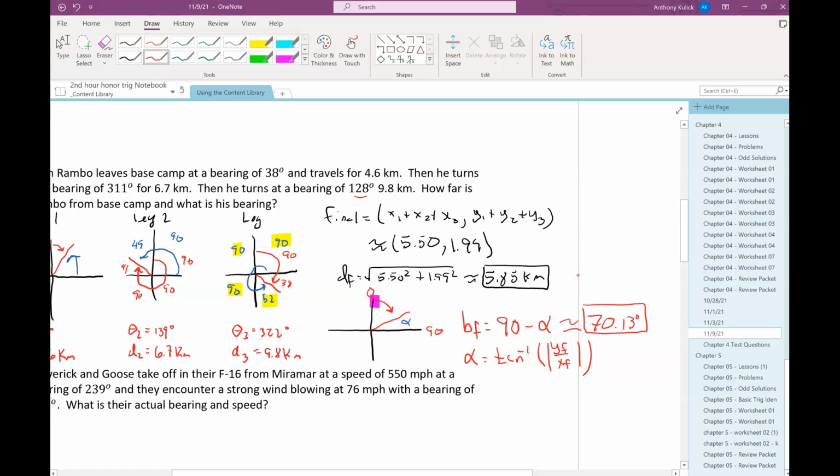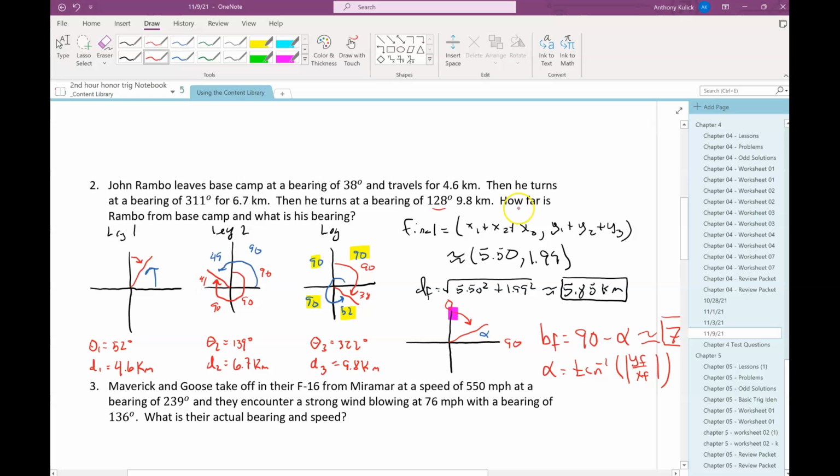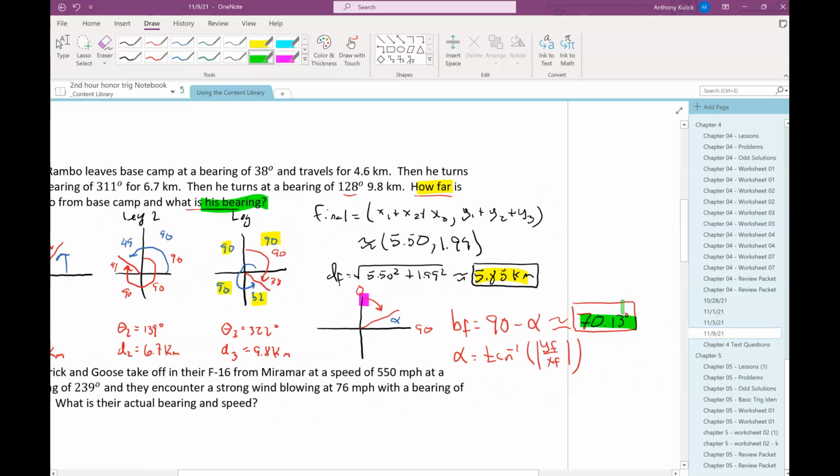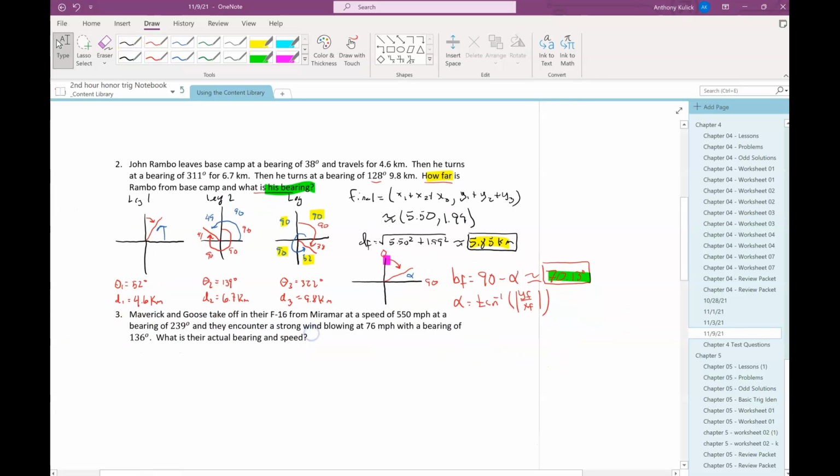Well, it asks for how far and what is his bearing. So the how far was the distance, and the bearing is the bearing. So I have two answers because the question asks for two things.